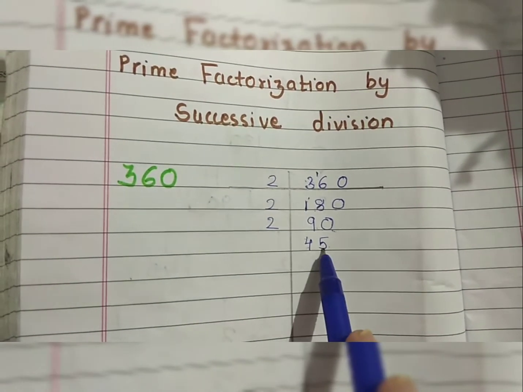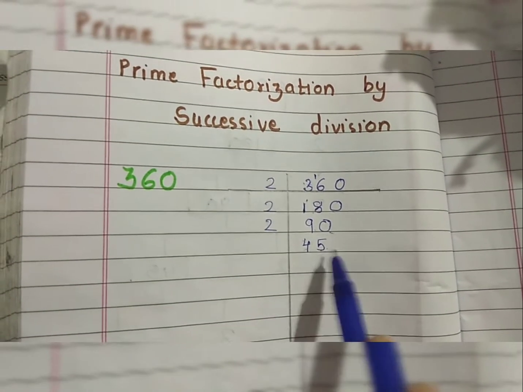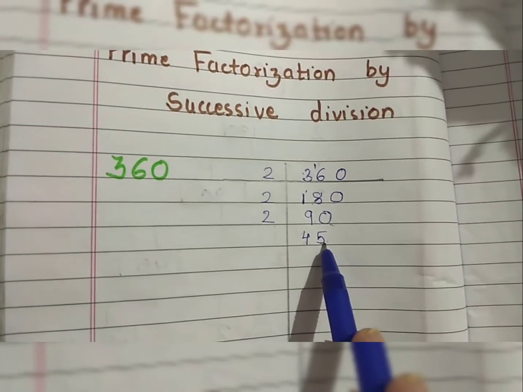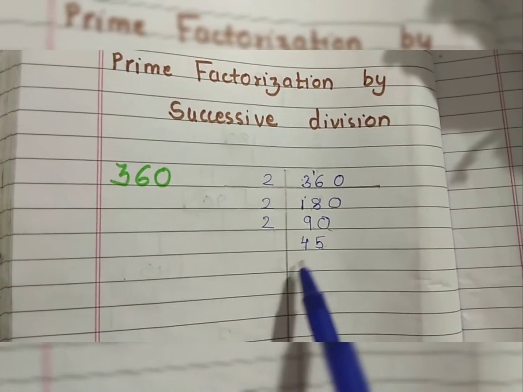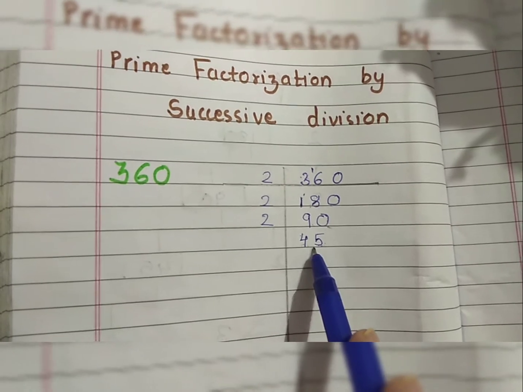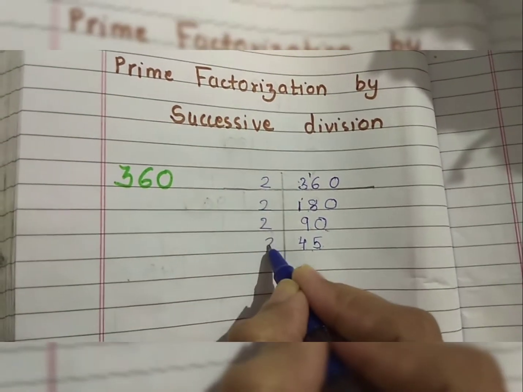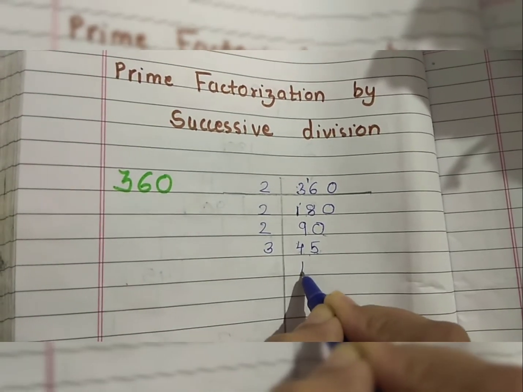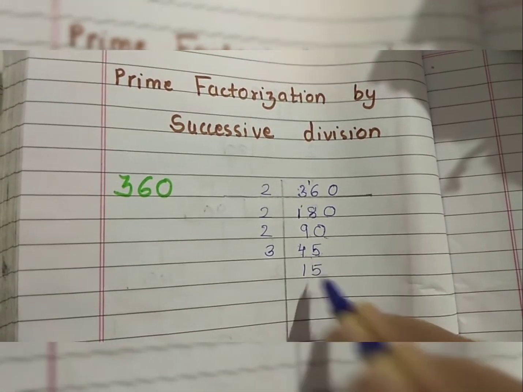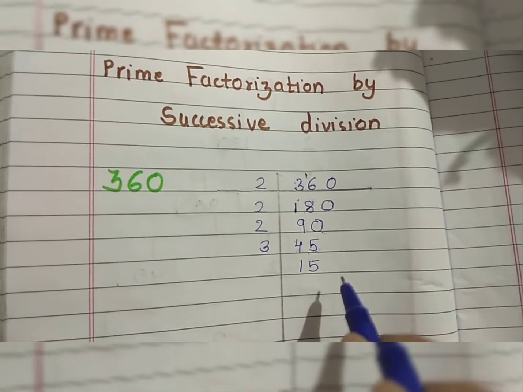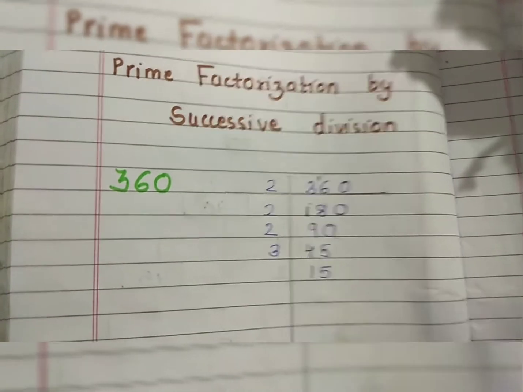Now the number is not divisible by 2. You cannot divide this number by 2, right? So you will continue with the next prime number, that is 3. So yes, it is divisible by 3. 3 ones are 3 and 3 5s are 15. So here you have got 15.